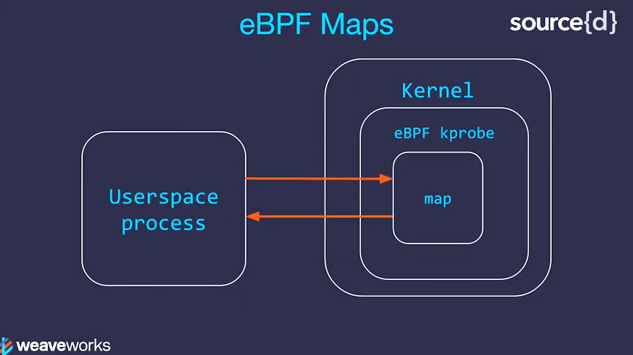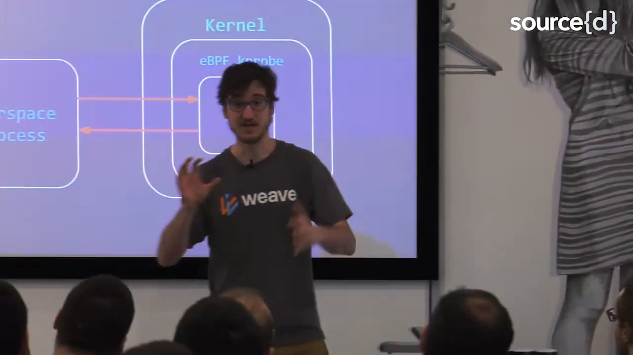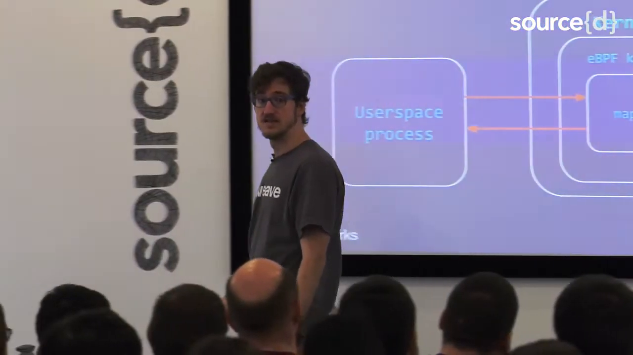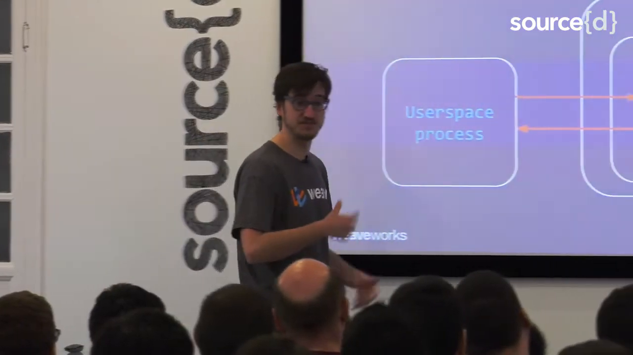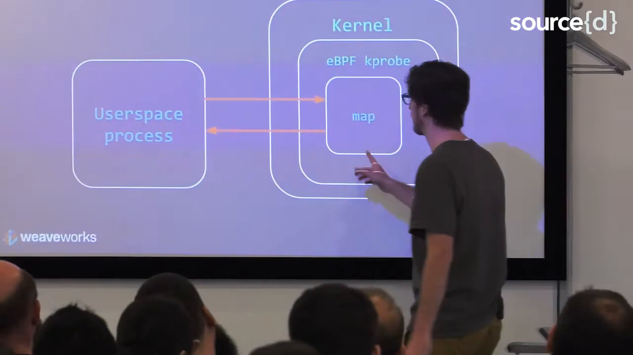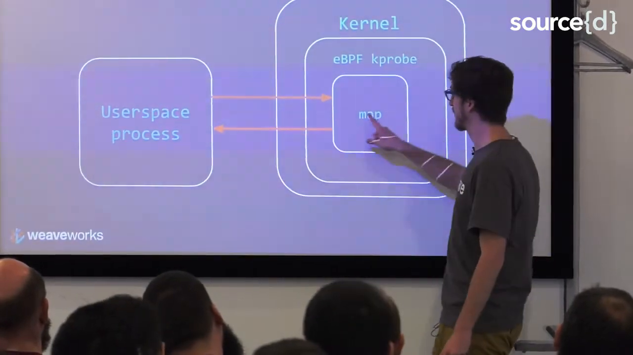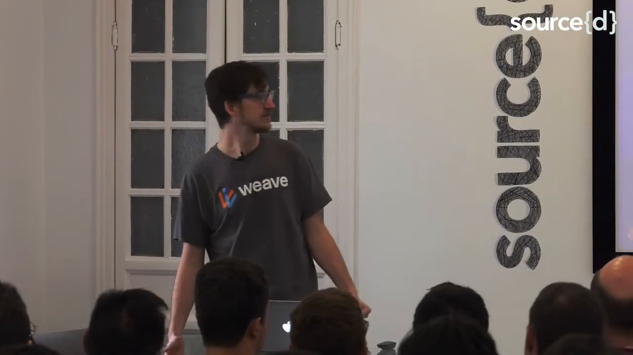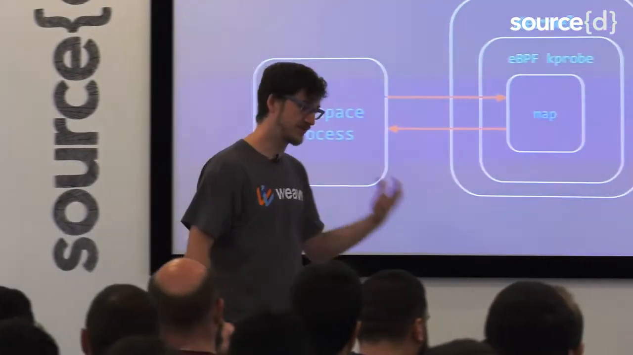And eBPF supplies mechanisms so that user space can communicate with the eBPF code within the kernel. It supplies something called maps, which is a map, a key value store. It can be a histogram, which is very useful to store metrics on what your system is doing. It can be simply an array. And your user space process can communicate with your eBPF program through that map. It's very useful because it supplies buffering for operations.